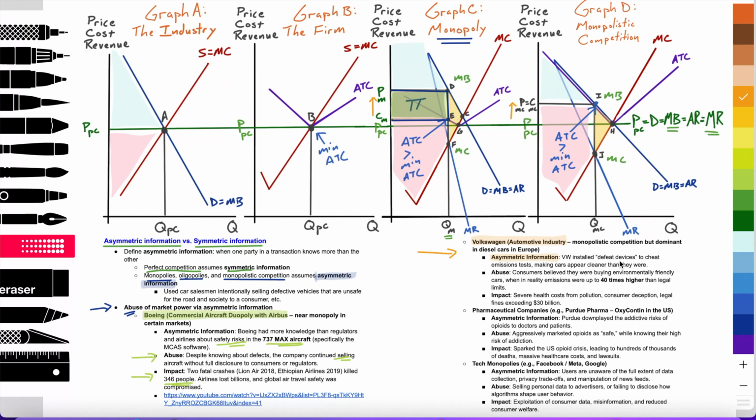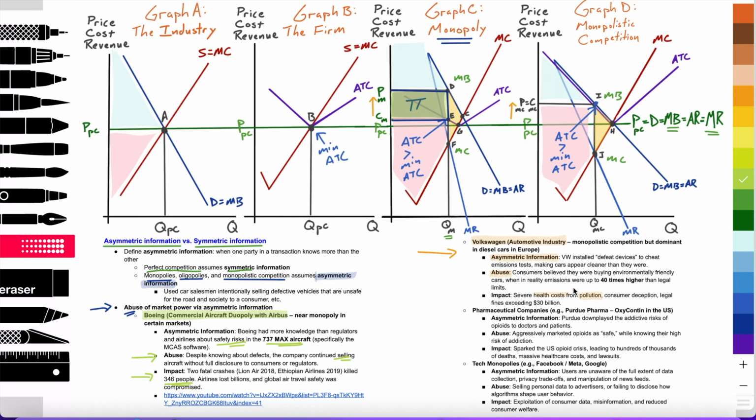VW installed defeat devices to cheat emission tests, making cars appear cleaner than they actually were, thus abusing their power. The consumer unknowingly is buying these cars. Consumers believed that they were buying environmentally friendly cars, when in reality emissions were up to 40 times higher than the legal limits. The impact? Well, it's going to severely impact human health costs, pollution, urban pollution. Consumers were deceived. Legal fines exceeding 30 billion were then applied against Volkswagen by the EU.